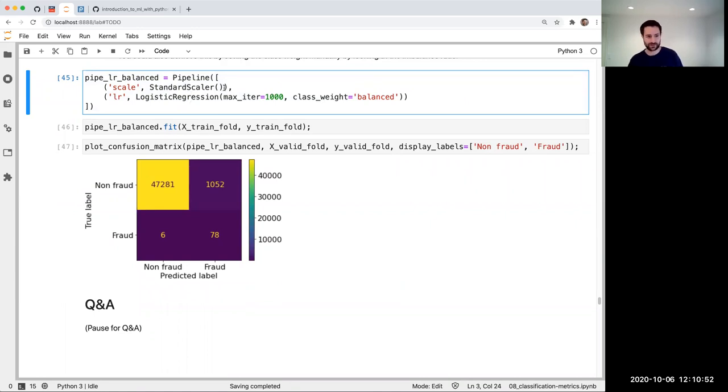Yep, C is 1 in logistic regression. That's the default, but we can change that and things might get better.